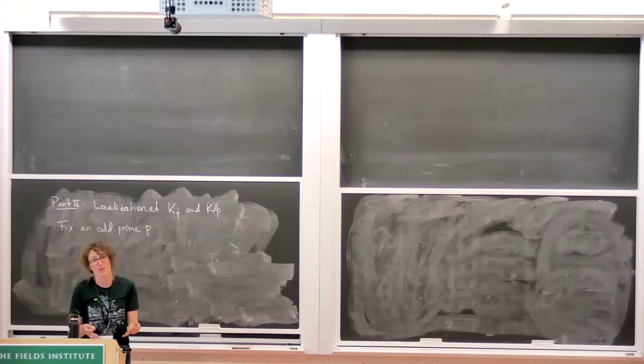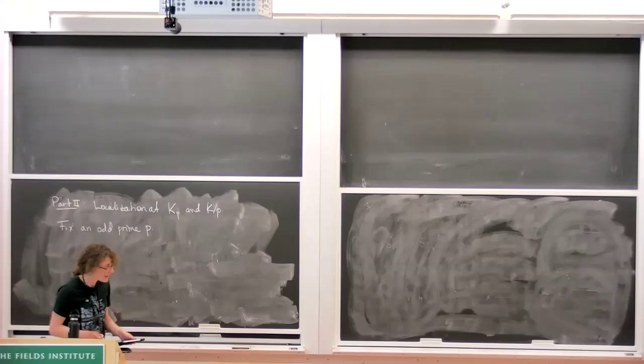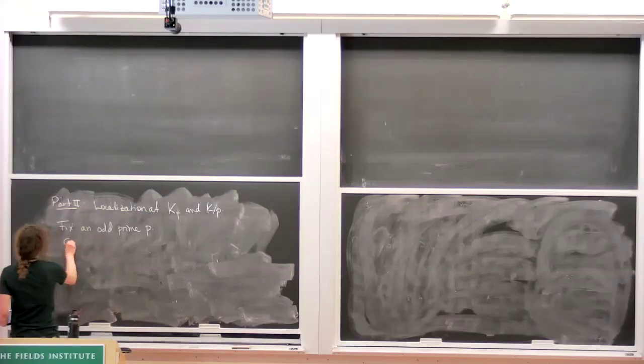If you know me, you know that usually this is not my favorite place to be. I like to be at the prime 2, but the presentation is easier for the odd primes. There's a story completely analogous to everything I'm going to do at the prime 2. You just have to fiddle a little bit. Okay. All right. So we're going to fix an odd prime, and what's going to be our goal?